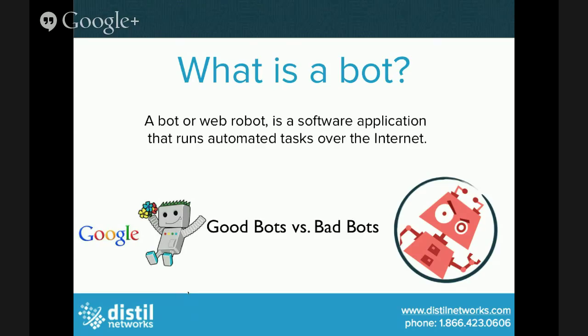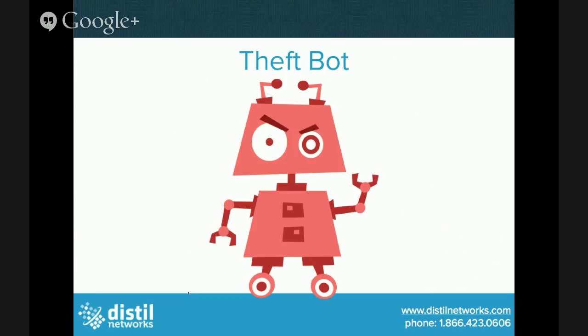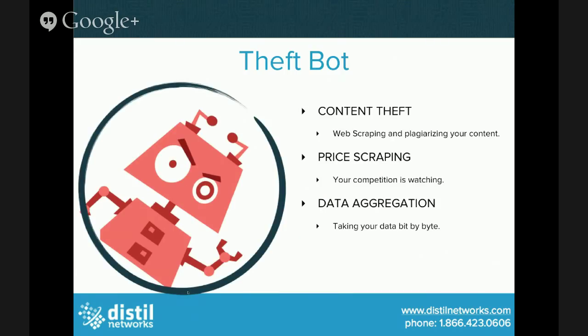So to make it simple, we've lumped them into three types of actions that these bots are taking. One is the theft bot. A theft bot is a computer program that's written to steal data, steal content, or steal pricing information. It's a web scraper that takes your content and plagiarizes it on another website. It's a price scraping bot that goes out to the web and harvests your pricing data and sells it to your competitors so that they have a competitive advantage about your price sheet.